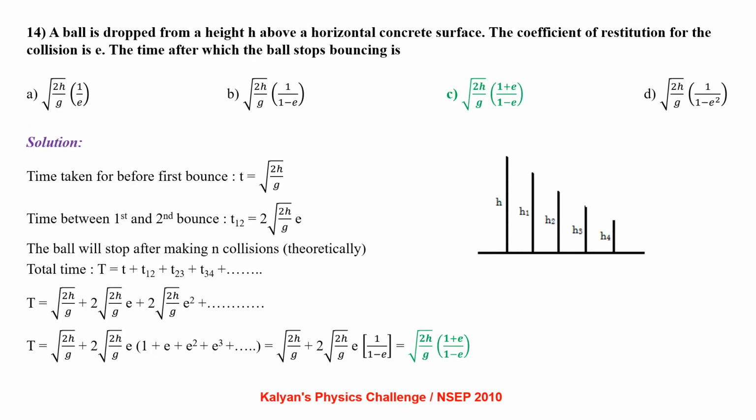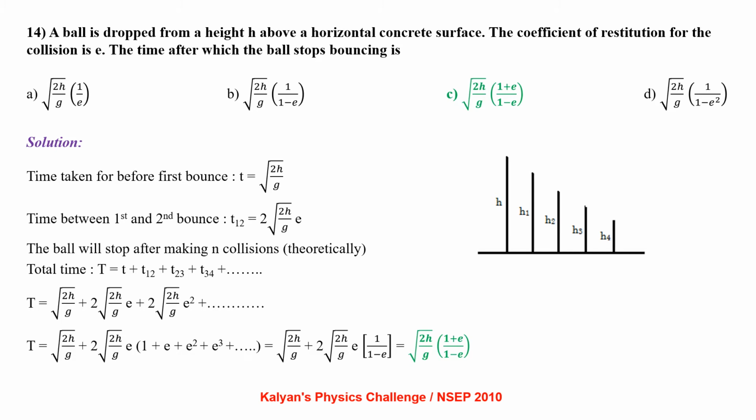A ball is dropped from a height h above a horizontal concrete surface. The coefficient of restitution for the collision is E. The time after which the ball stops bouncing is? Time taken before the first bounce, t equal to root 2h by g, since it is a freely falling body. The time between first and second bounces will be t12 equal to 2 times root 2h by g into E.